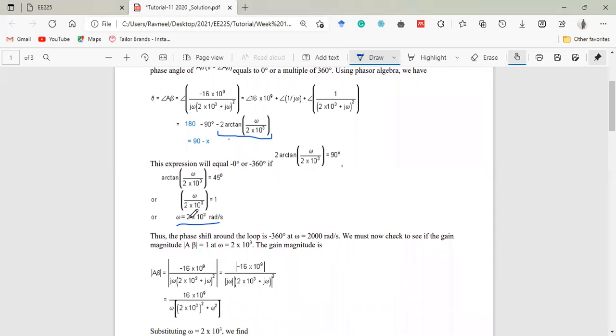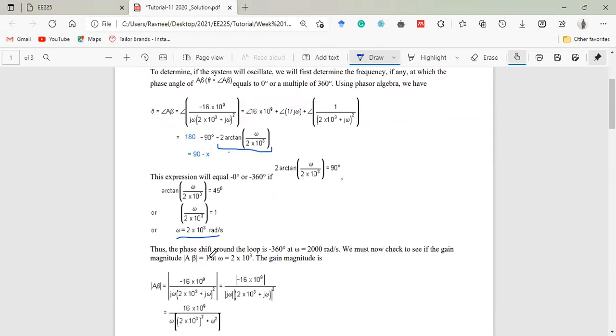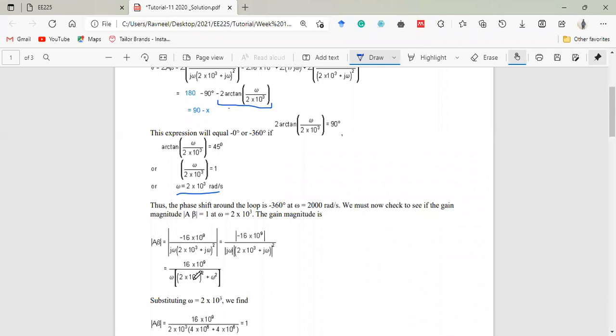So what we do is we find the magnitude of this A times beta. The magnitude of A times beta is basically equivalent to the absolute value of negative 16 times 10 to the power of 9 upon j omega into 2 times 10 to the power of 3 plus j omega squared, right? That is equivalent to the absolute value of the numerator, negative 16 times 10 to the power of 9, upon the magnitude of j omega times the magnitude of 2 times 10 to the power of 3 plus j omega squared, right?